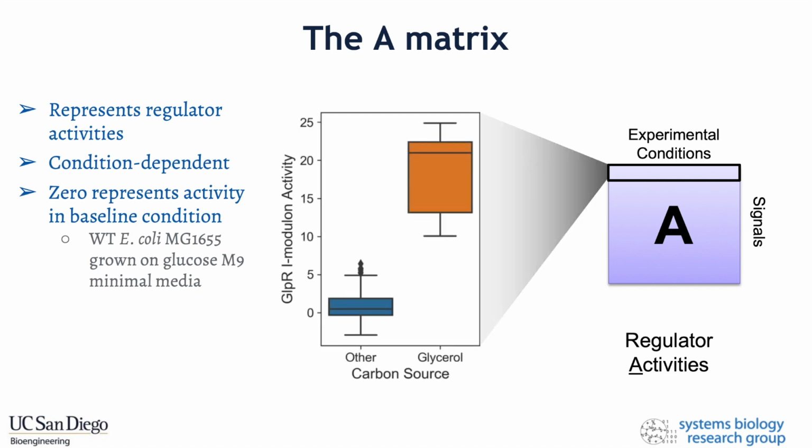If we take the row corresponding to the glycerol uptake regulator, GLPR, we can see that its activity is high when glycerol is used as the carbon source and low when any other carbon source is used. To make this interpretation easier, we set a baseline condition, where 0 represents the activity in the baseline condition for any iModulon. This baseline is wild-type E. coli MG1655 grown on glucose M9 minimal media.